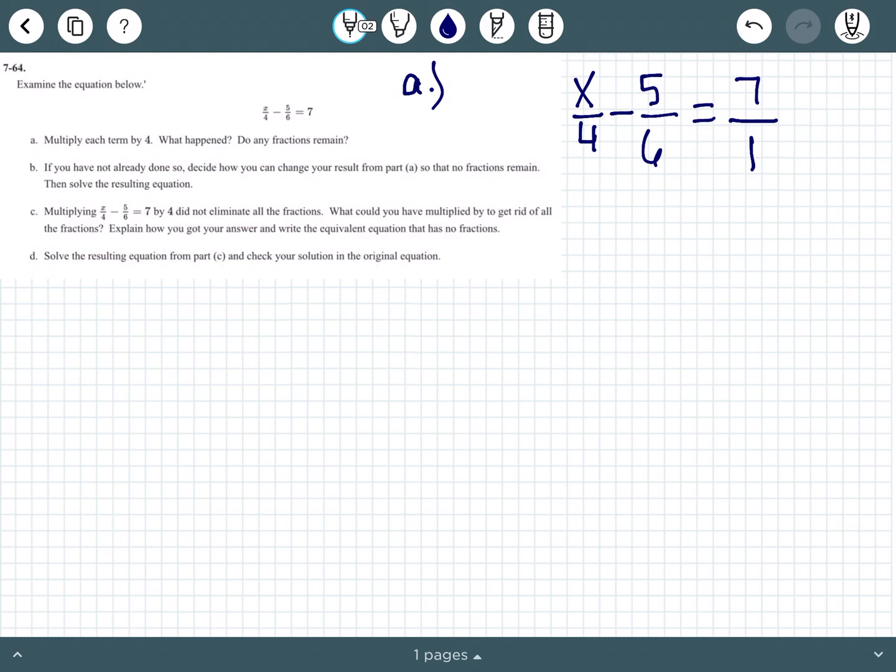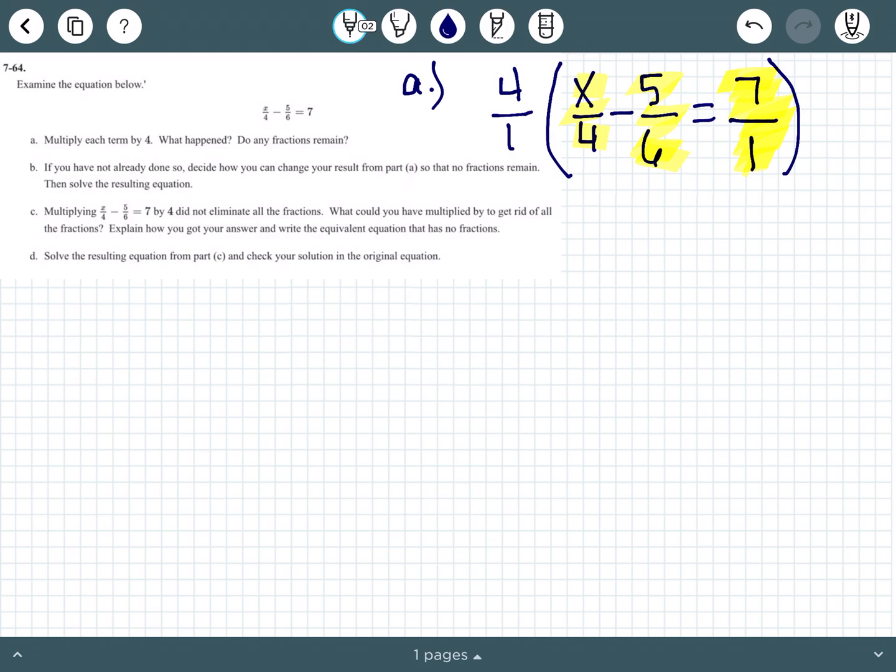So if I'm multiplying everything in my equation by 4, what I'm going to do is put it in parentheses first. Again, I am going to put my 4 as a fraction. So to turn 4 into a fraction without affecting its value, I'll just put it over 1. Now I multiply each of my terms by 4. Now I have 3 terms here. I have my x over 4, I have my 5 over 6, and my 7 over 1. These are my 3 terms.